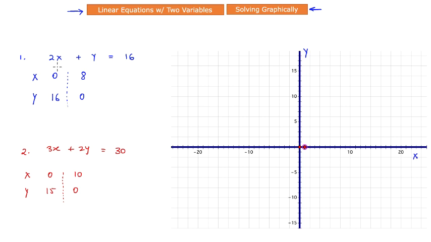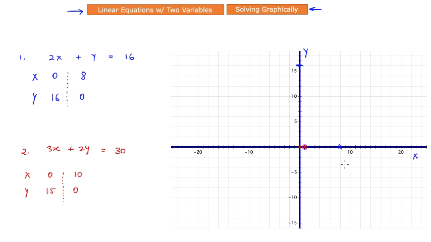Now let us draw those equations. In case of equation 1, my first point is x is 0 and y is 16. So x is 0 here and y is 16 right here. This is my first point. And the second is, of course, x is 8 and y is 0. So x will be 8, it is 10, 9, 8. It will be right here. So this is my second point.